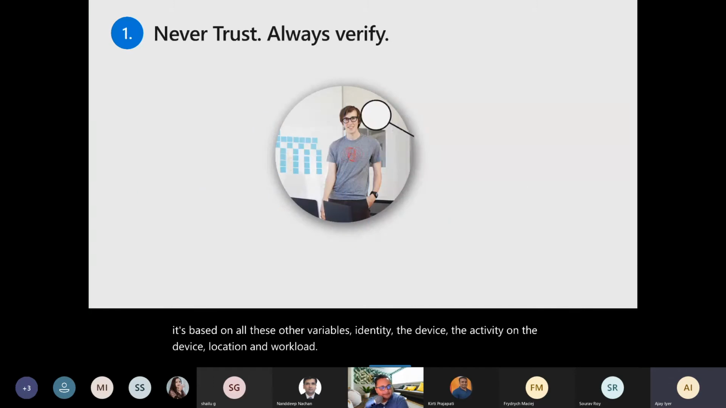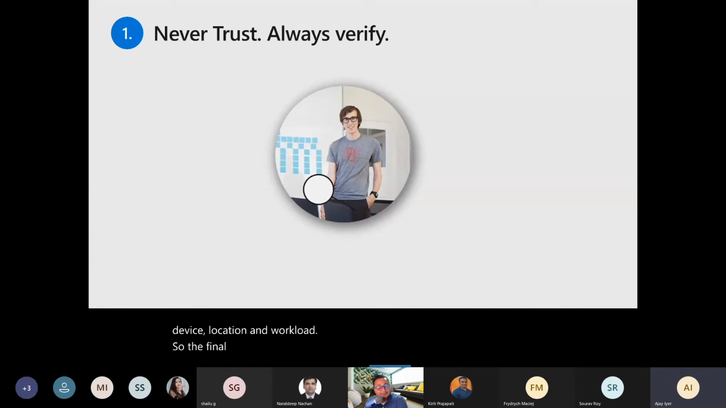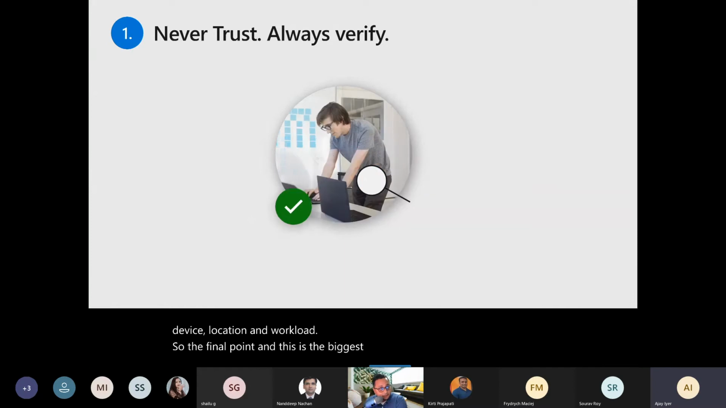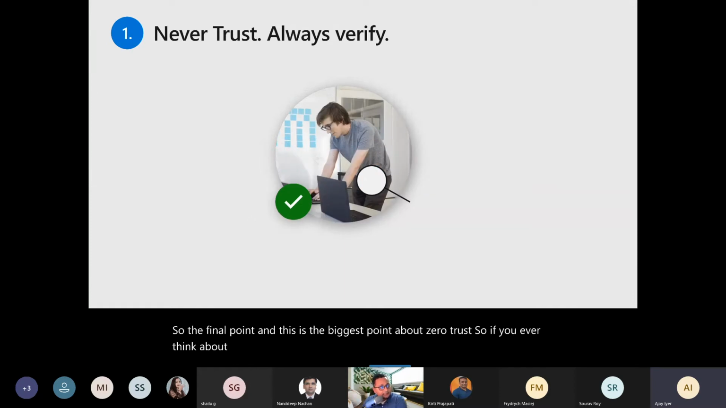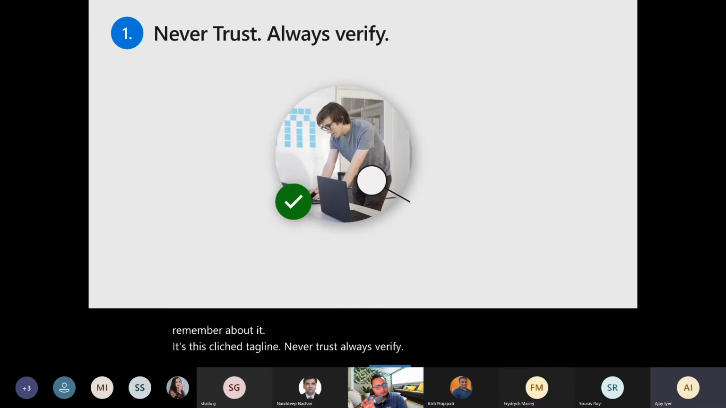So the final point, and this is the biggest point about zero trust. So if you ever think about zero trust and think about what is the one thing I should always remember about it. It's this cliched tagline: never trust, always verify. Now, just think about this for a second as to what this actually means.